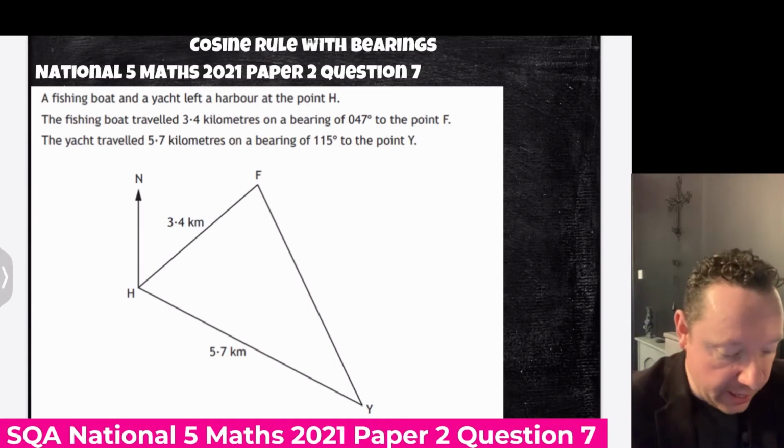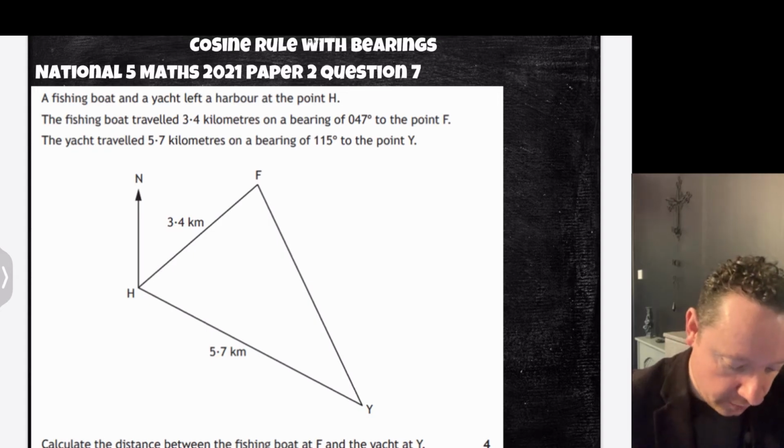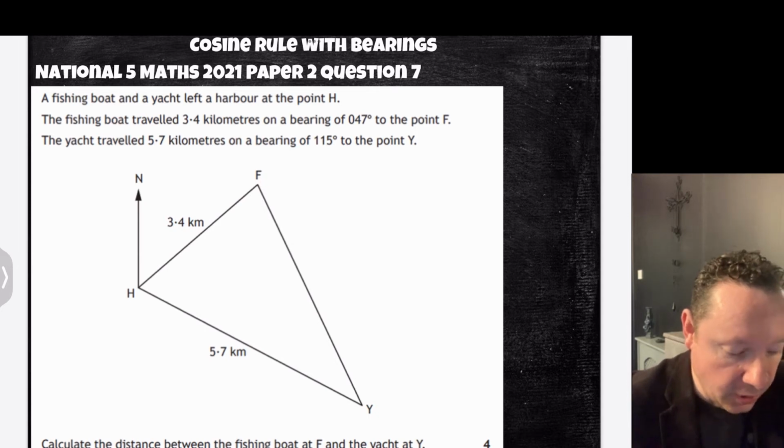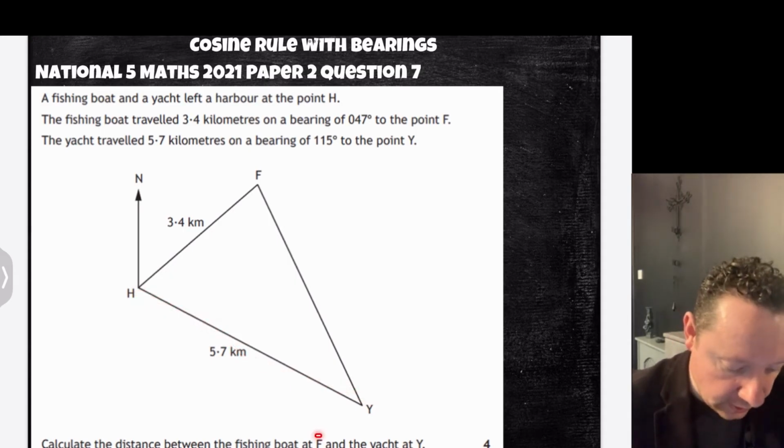National 5 Maths 2021, Paper 2, Question 7. The cosine rule with bearings this time. A fishing boat and a yacht left the harbour at point H. The fishing boat travelled 3.4 kilometres, that is shown in the diagram, on a bearing of 47 degrees to point F. And the yacht travelled 5.7 kilometres, as shown, on a bearing of 115 degrees to point Y. We have to calculate the distance between the fishing boat F and the yacht Y.